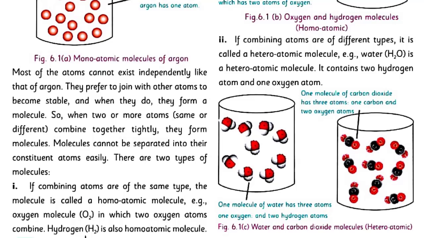1. If combining atoms are of the same type, the molecule is called a homoatomic molecule, e.g., an oxygen molecule in which two oxygen atoms combine. Hydrogen is also a homoatomic molecule. 2. If combining atoms are of different types, it is called a heteroatomic molecule, e.g., water is a heteroatomic molecule. It contains two hydrogen atoms and one oxygen atom.